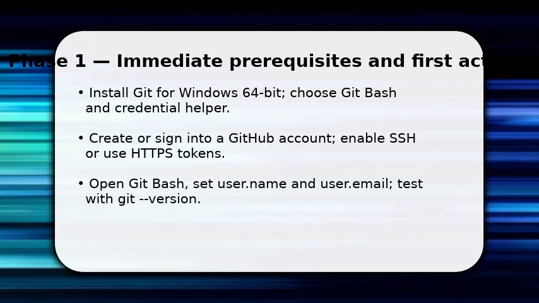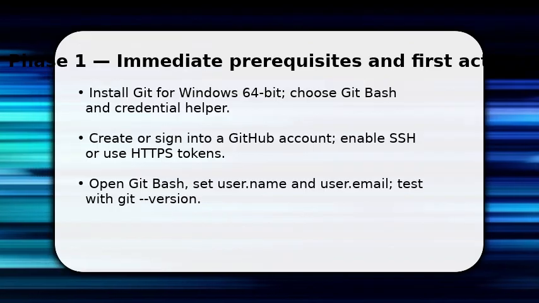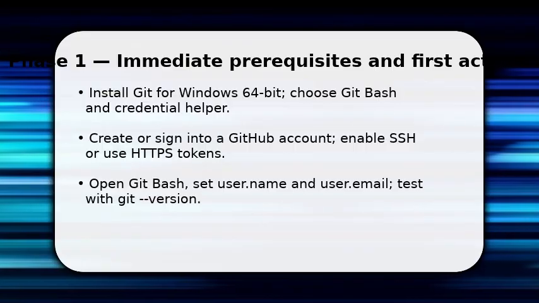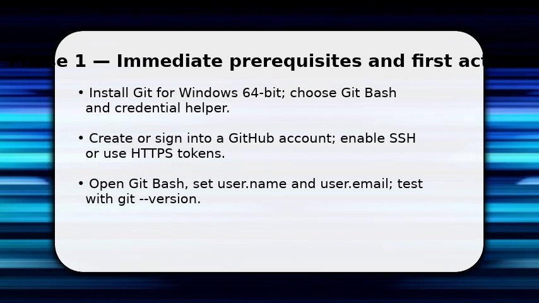SSH gives fewer prompts. Now open Git Bash and run git config --global user.name "Your Name" and git config --global user.email you@example.com. This links commits to you, and git --version confirms the install.